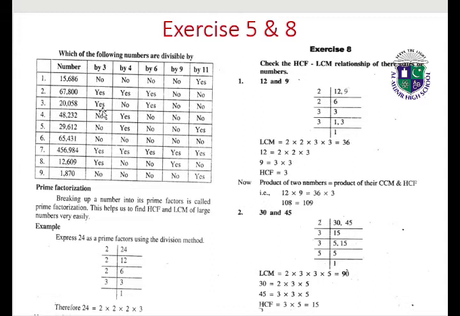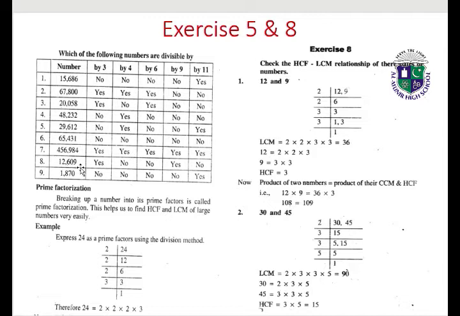20,058 is divisible by 3. 20,058 is not divisible by 4. 20,058 is divisible by 6. 20,058 is not divisible by 9. 20,058 is not divisible by 11. Same for questions 5, 6, 7, 8, 9.